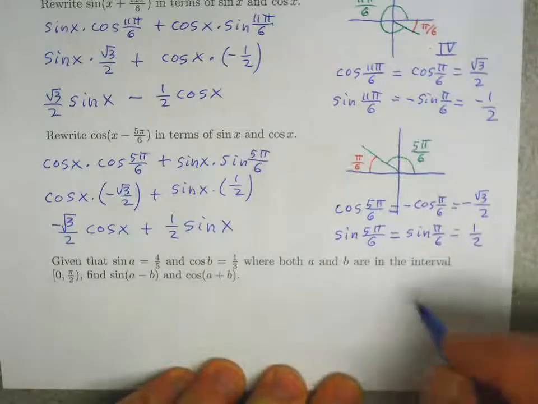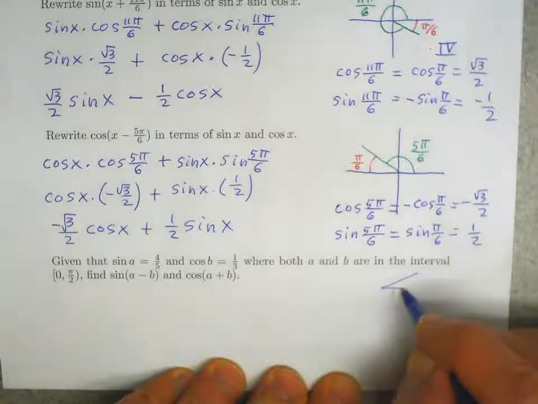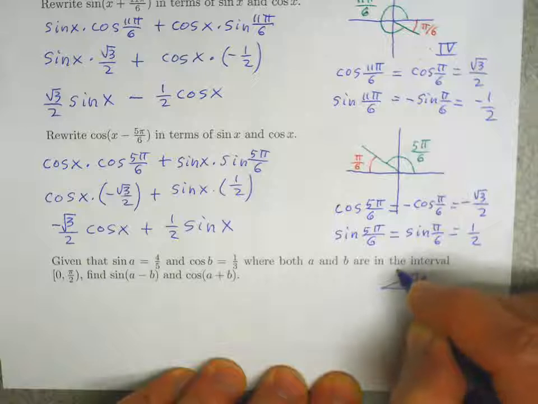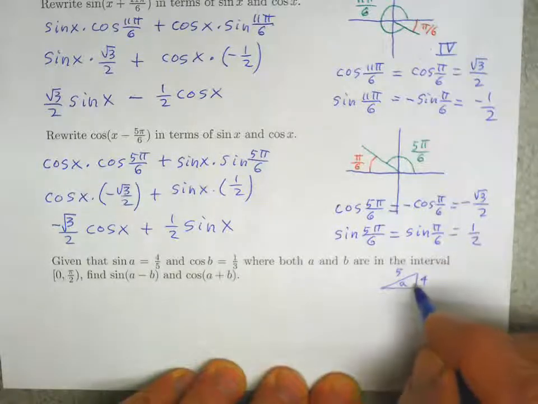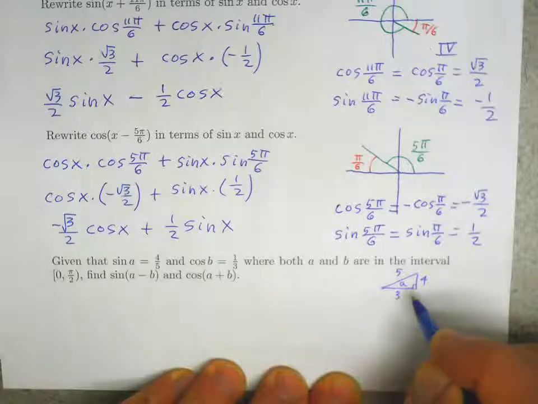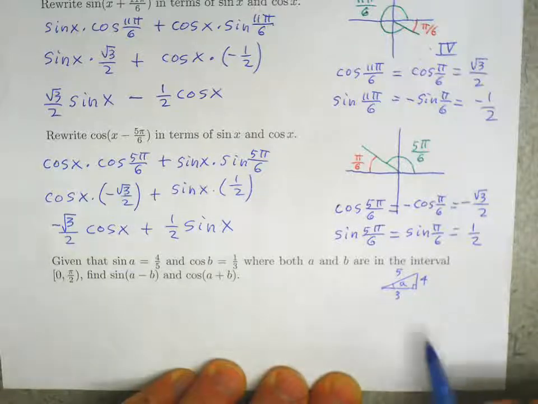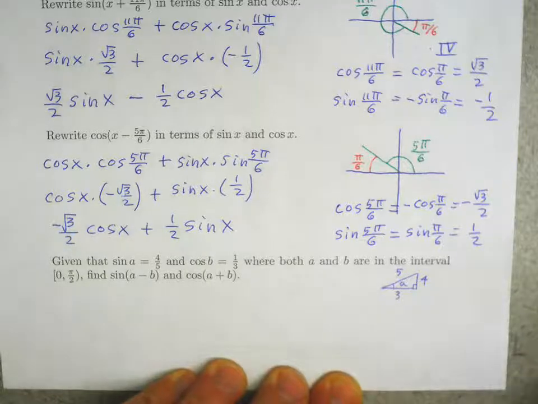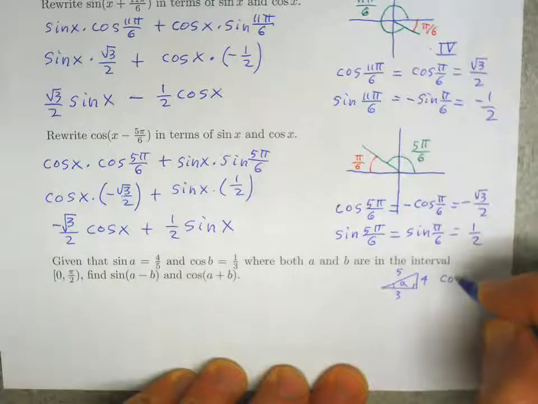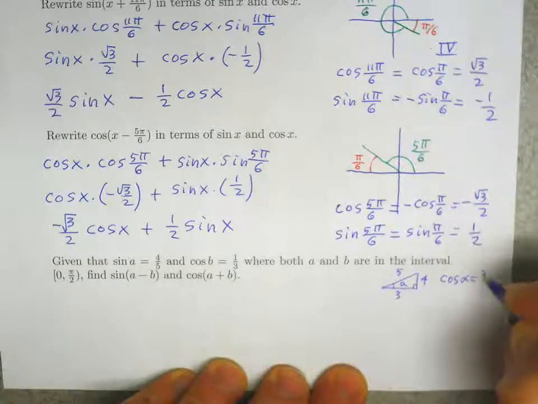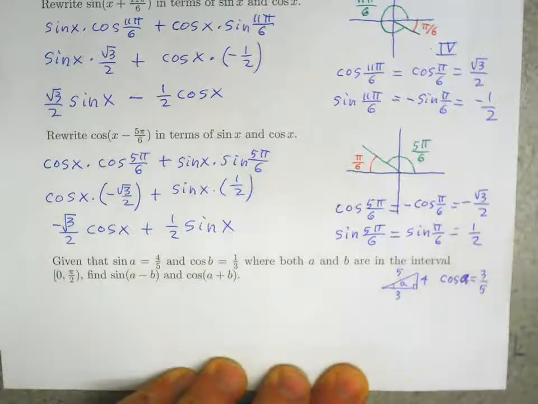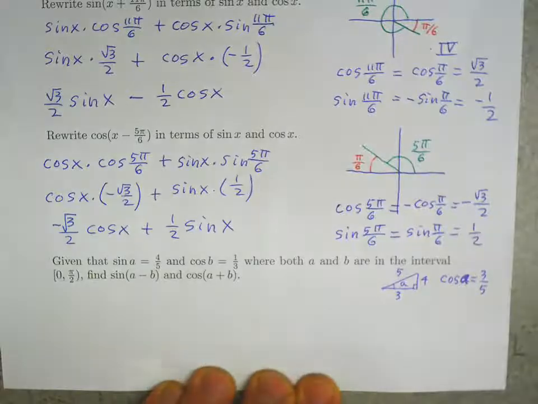If this is our angle A, if the sine of A is 4/5, this right triangle works out pretty nicely because this adjacent side is just 3. This is one of those Pythagorean triples. And so we can tell that cosine of A is equal to 3/5. So we need to know that.